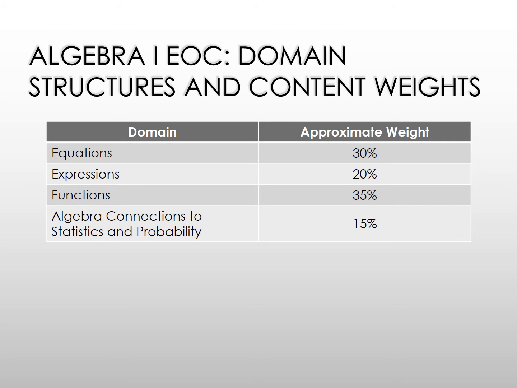Students, the Algebra 1 end of course domain structures and content weights are given as follows: equations 30%, expressions 20%, functions 35%, algebra connections to statistics and probability 15%. The problems on this video were chosen based on these percentages.